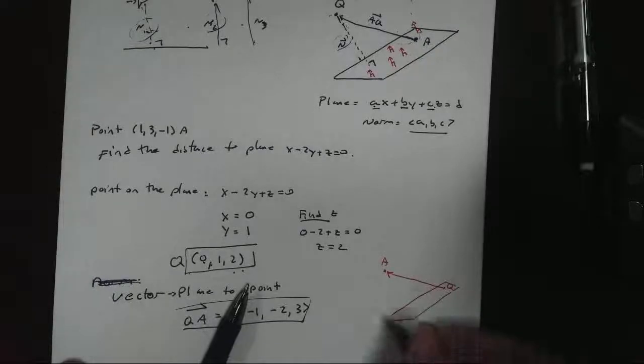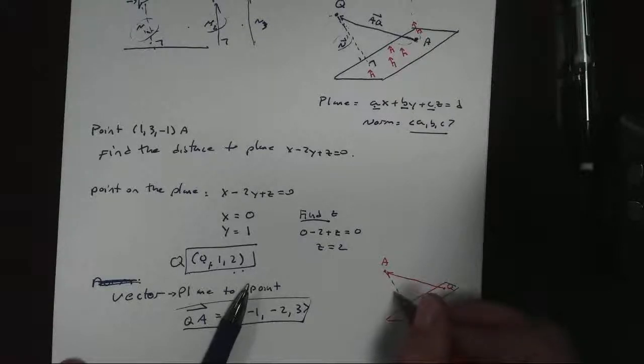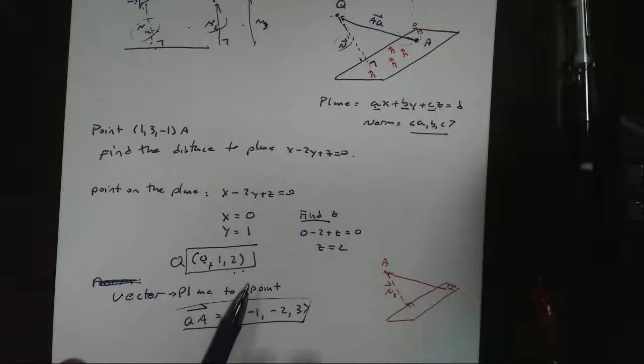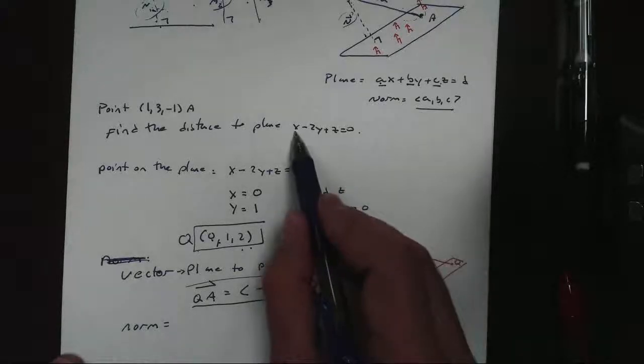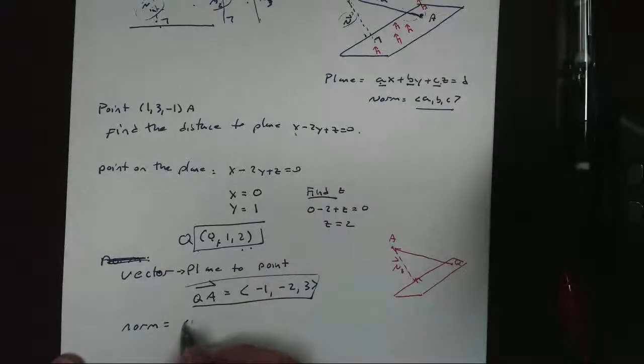Okay? Next, I need a norm. Any norm. I want any norm on that plane, okay? So I'm going to go ahead and find that norm real quickly. And again, the norm comes from the coefficients of our plane. So the norm would be 1, negative 2, 1.